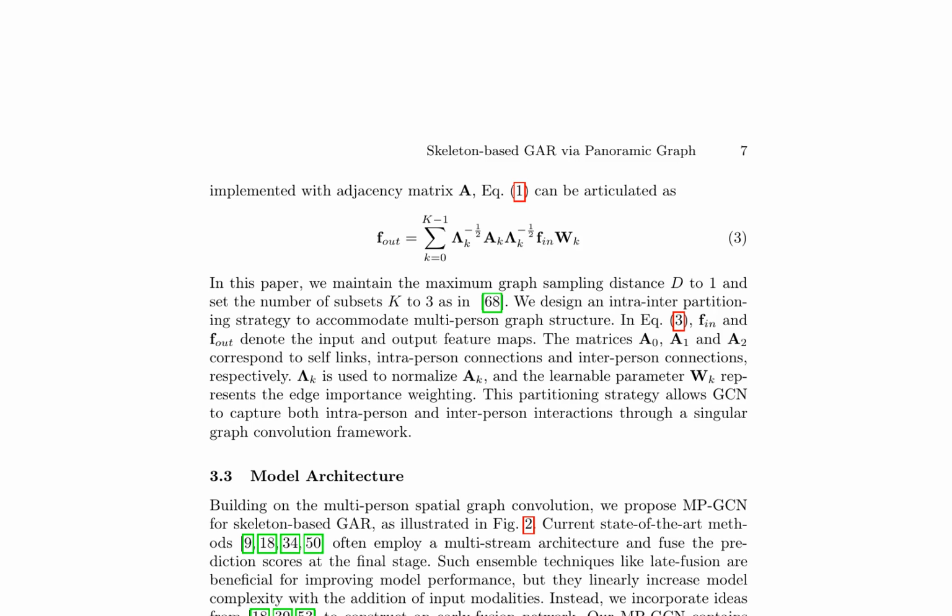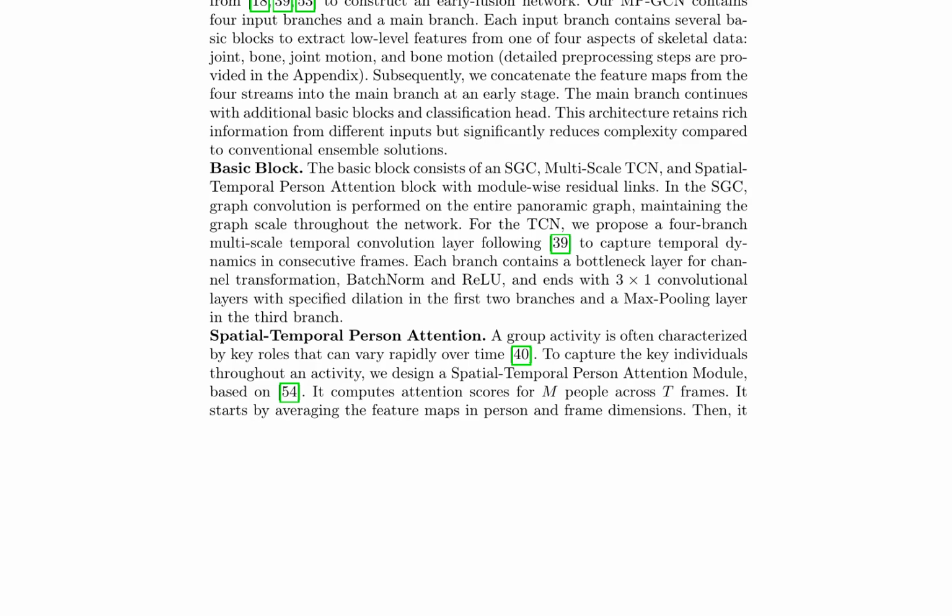It leverages a panoramic graph to model both intraperson and interperson interactions within a singular graph convolution framework. The model architecture is designed with an early fusion strategy, incorporating 4 input branches for joint, bone, joint motion, and bone motion data. This approach significantly reduces complexity compared to conventional ensemble solutions. The basic block of the MP-GCN consists of a spatial graph convolution, SGC, multi-scaled temporal convolutional network, TCN, and spatial-temporal person attention block with module-wise residual links.